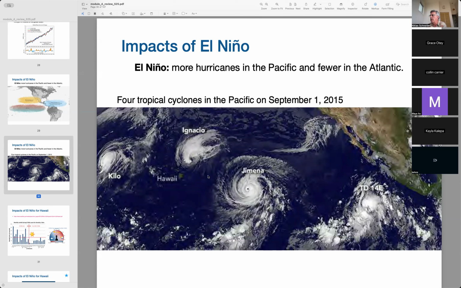so will dampen the hurricanes. And we have here during this September 2015, during El Nino, this famous picture of 4 tropical cyclones in various stages of their development in the tropical Pacific. We're very lucky that nothing hit us, but during El Ninos, there's a higher likelihood of encountering hurricanes in our home state.